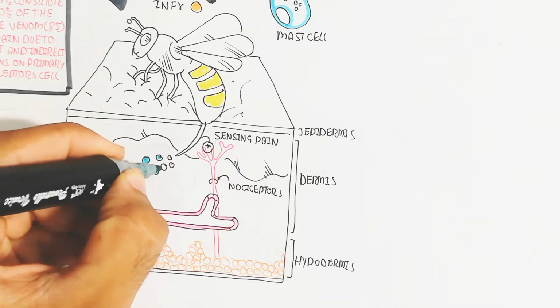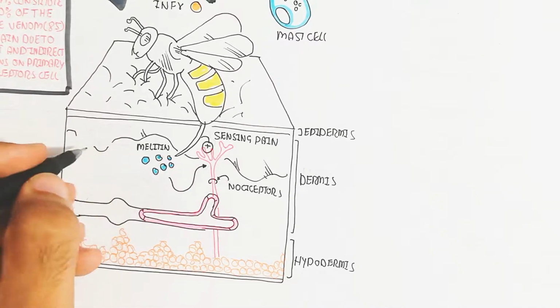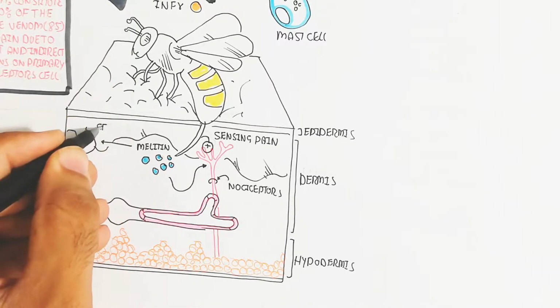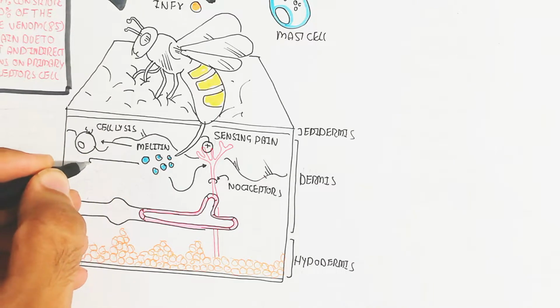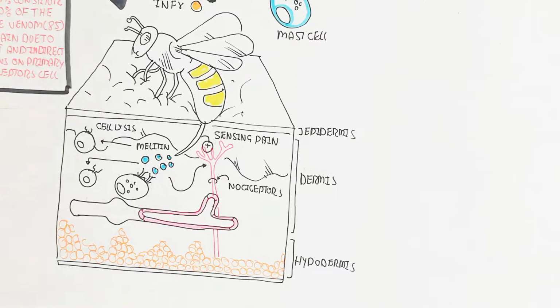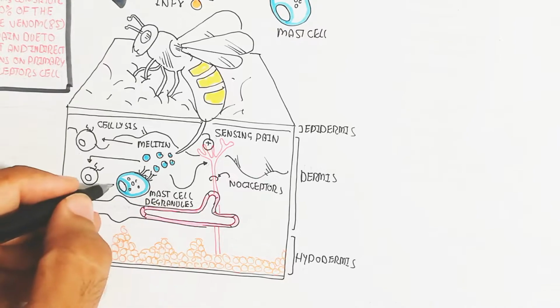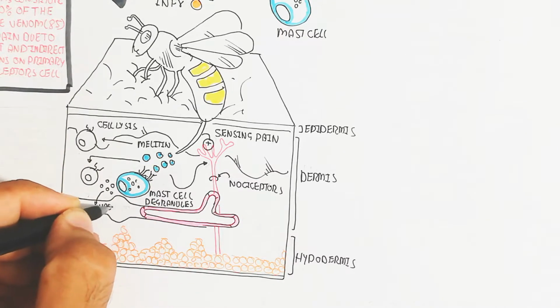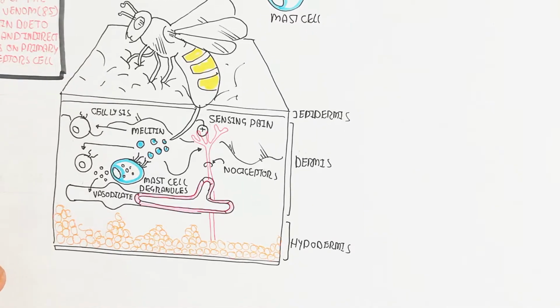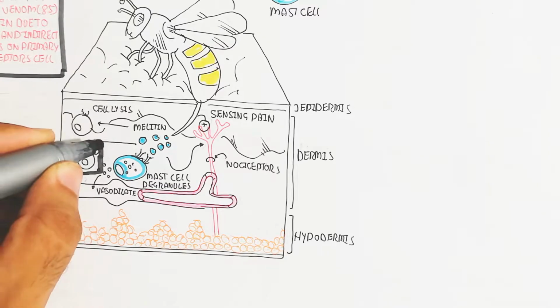So in this way, when the venom is released, melittin will also bind with the mast cell, and cell lysis will occur. The cell lysis is due to the plasma membrane breaking down. Here is the mast cell activation. Mast cell degranulation forms and produces cytokines and inflammatory mediators like histamine, as well as vasodilation of the blood vessel, which decreases the blood pressure.